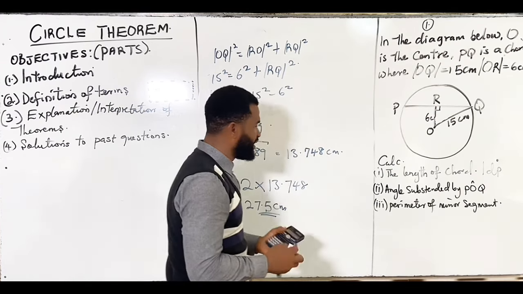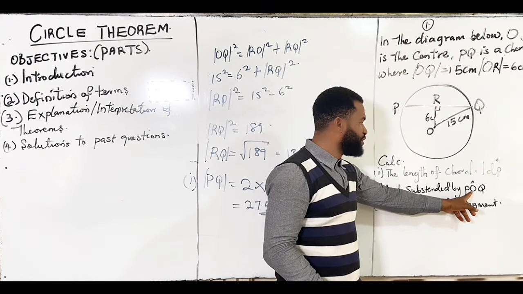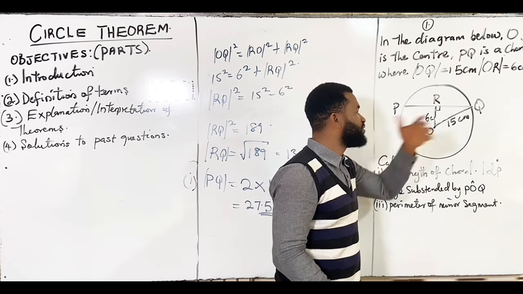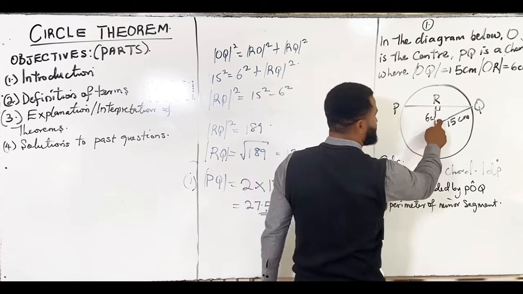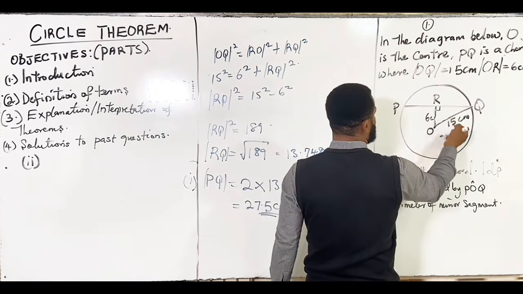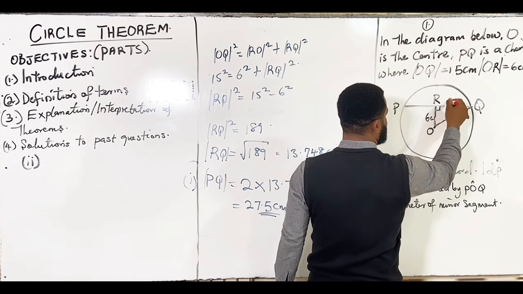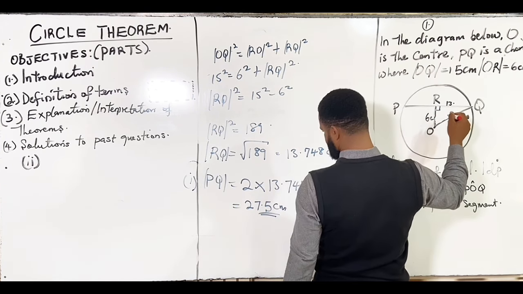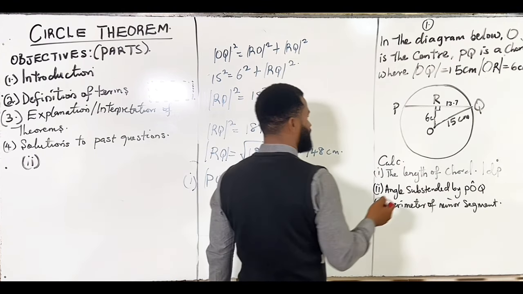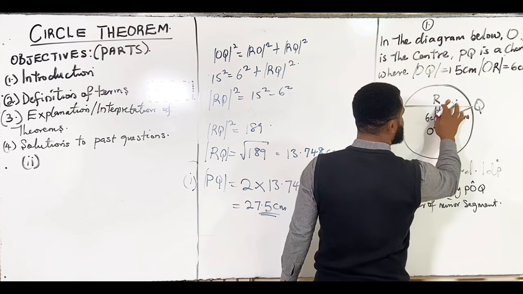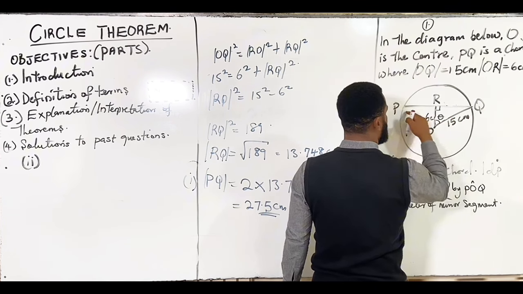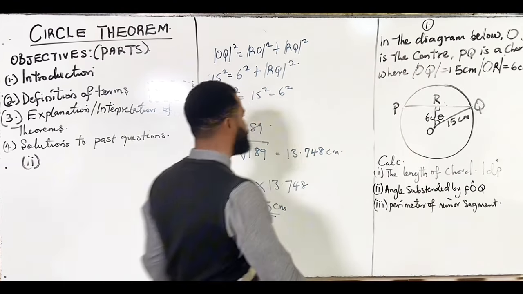Alright, the next one they ask for is the angle subtended by POQ. That means from here to this to this. So what I will do is get this angle and multiply it by 2 to get this angle. Let me continue using this and this. Remember this side is already given as 13.7, let's say 14 to the nearest whole number, but leave it. I'm going to use this side and this side. So this is going to be theta. Whatever I get here, I'll multiply by 2 to get here.